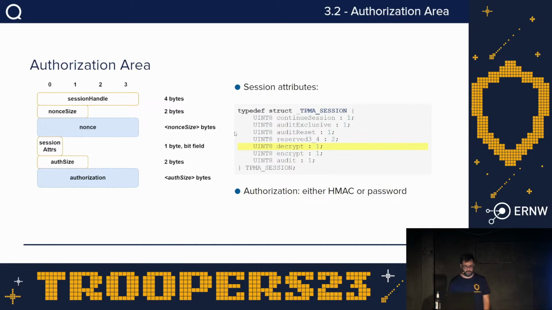Regarding the session attributes, you can see highlighted in yellow that there's an attribute called decrypt. If this bit is set to 1, that instructs the TPM that the parameters that follow the authorization area must be decrypted before being used. Likewise, if you set the encrypt bit, that instructs the TPM to encrypt the parameters before sending them back in a response.